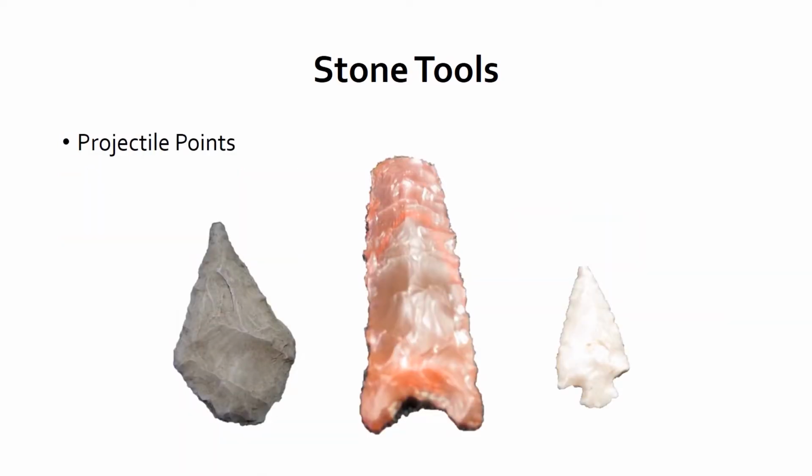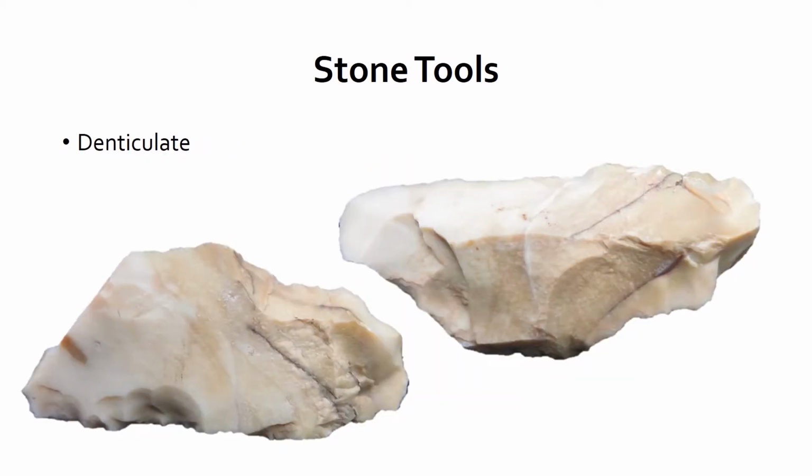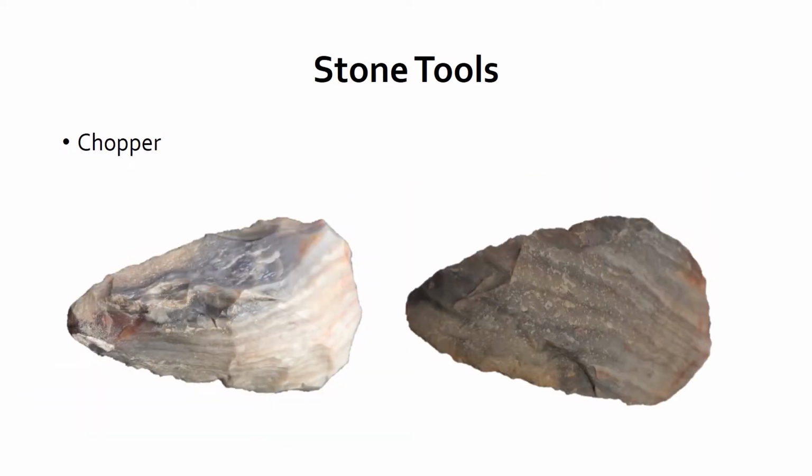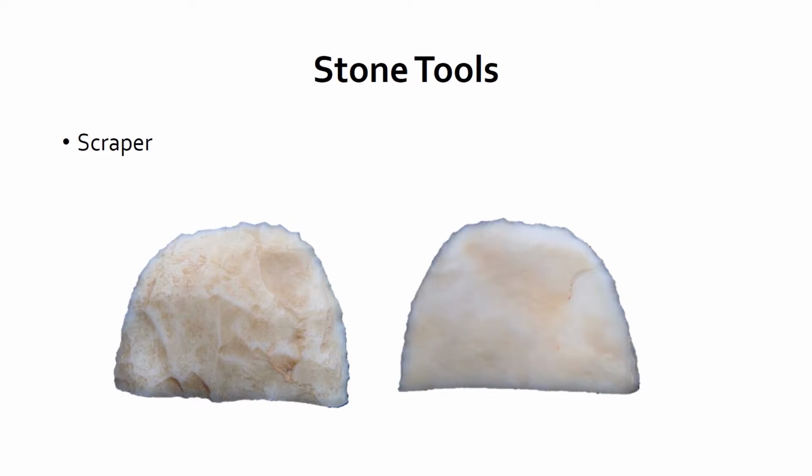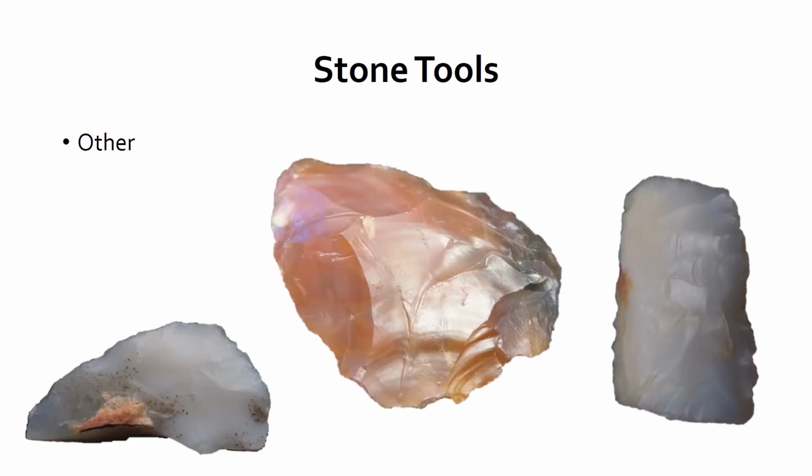So here's a different variety of projectile points. Each one of them has a base. That's the best indicator that it's a projectile point. Denticulates kind of have a tooth-like structure to them. Choppers are usually used in 1 or 2 hands. A drill, which can be used as like a punch to work through leather. A scraper. And then there's just other types of stone tools. They don't all have to have a name or fall into a specific category to be recognizable. We just may not know what their intended purpose was.